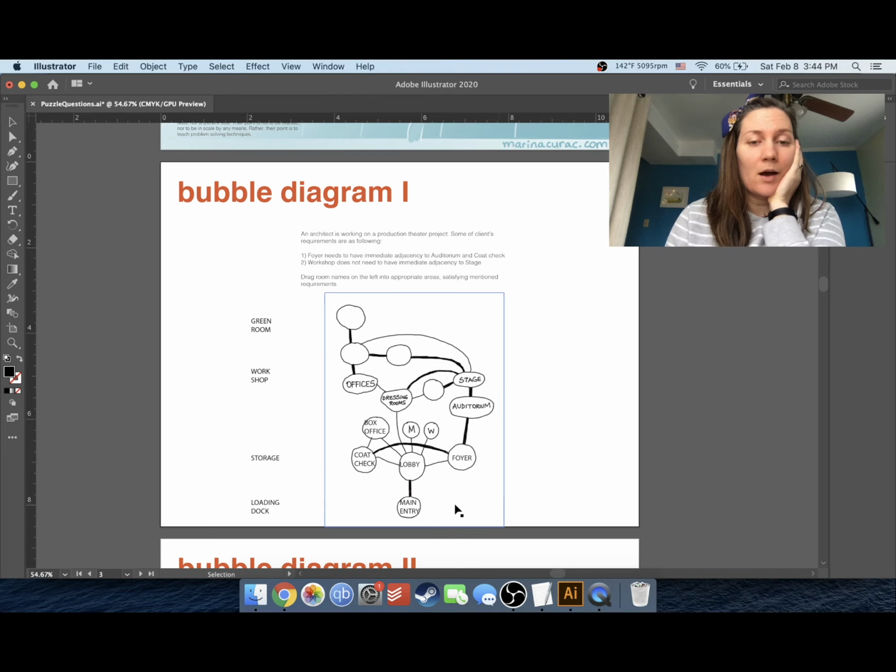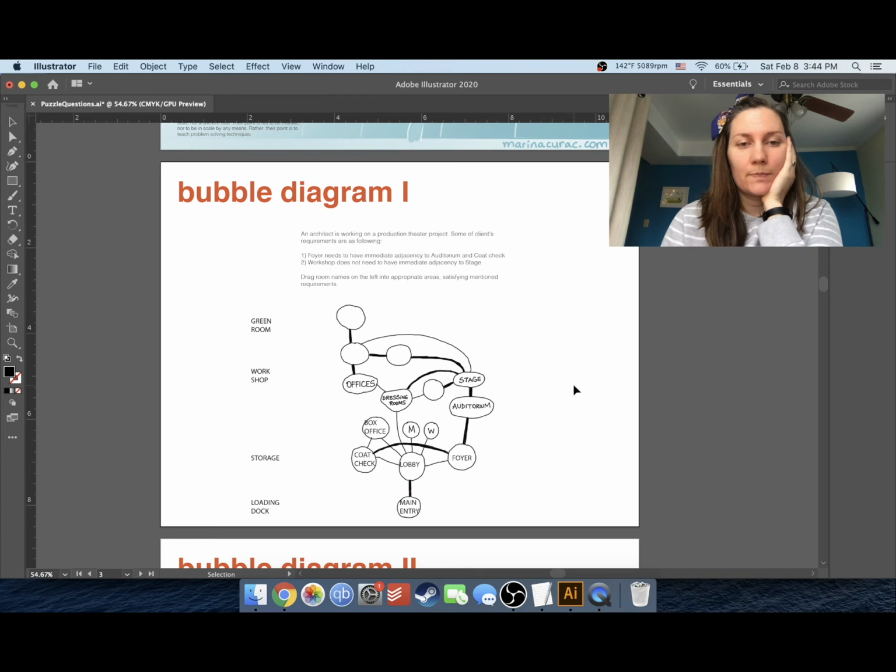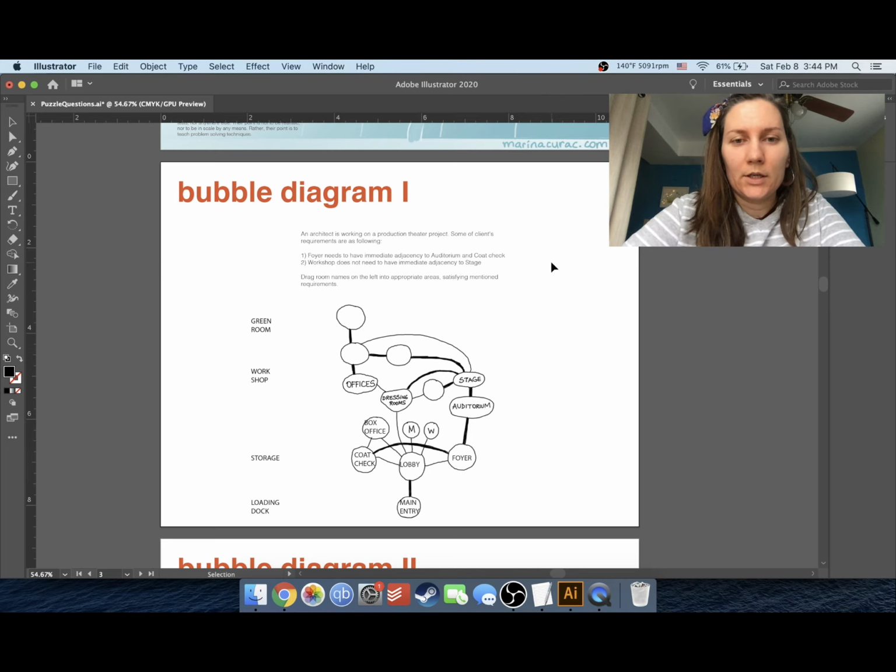So you can see how much of this problem we can resolve by not even reading the whole thing, which saves us a bunch of time. Now that we're sure there isn't a whole lot more we can do with what we have so far, we go back to requirement number 2. It says, workshop does not need to have immediate adjacency to stage. The wording of this is not necessarily something you would see on NCARB. I tried to make it a little harder for you because you have to be ready for whatever.